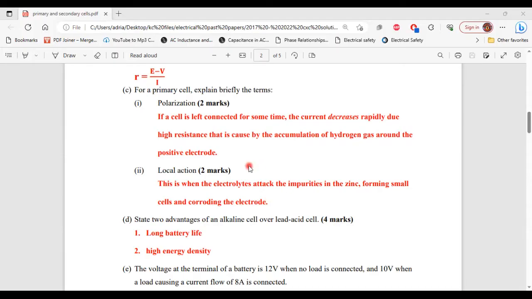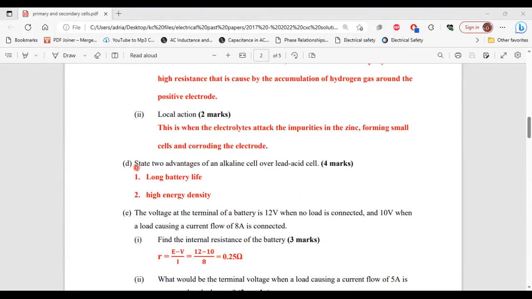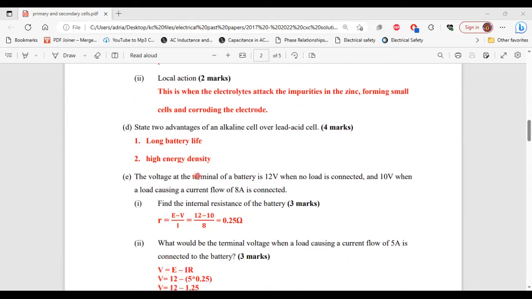For part D now, it says state 2 advantages of an alkaline cell over a lead acid cell. 1, long battery life. 2, high energy density. All right, so that's it for part D. Let's move on to part E.